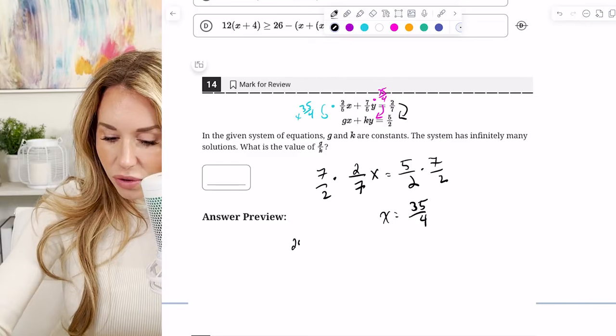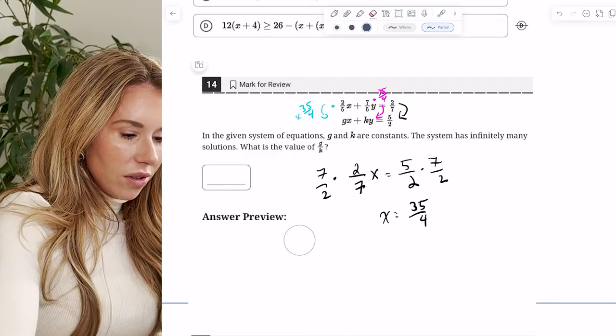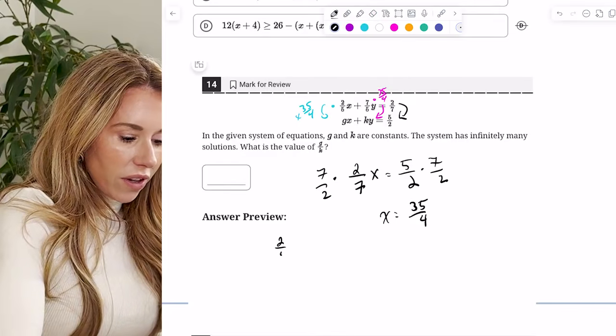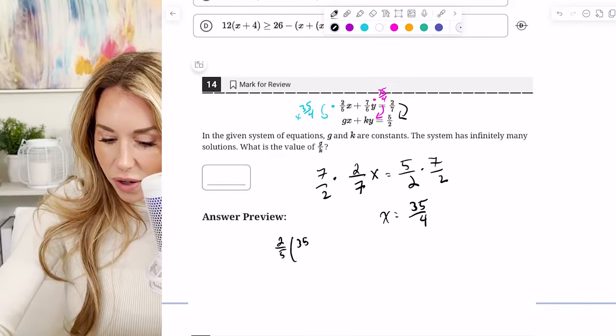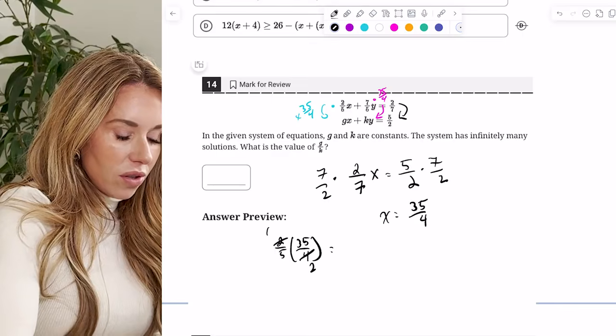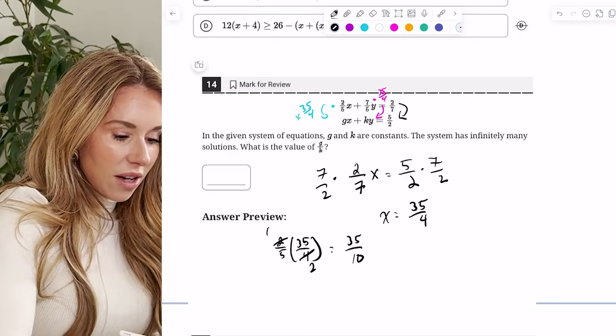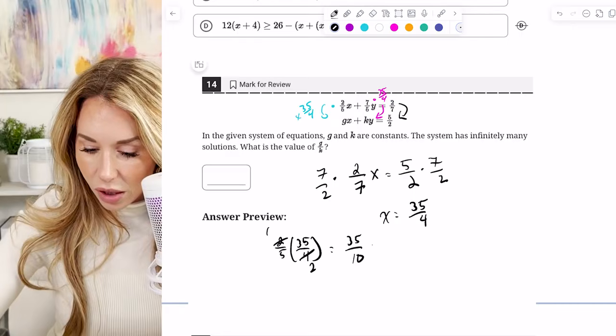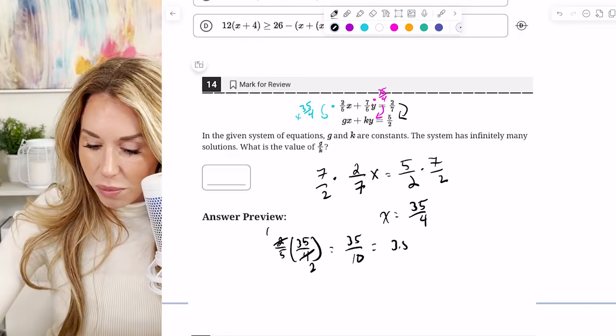So we've got, hang on, let me do this right here. We've got 2/5 times 35/4. Well, the 2 and the 4 cancel and we end up with a 1 and a 2. So we get 35/10. That's g, which is basically 3.5.